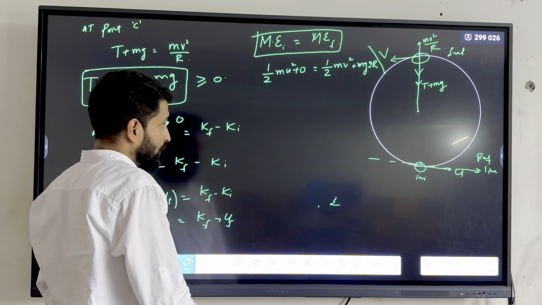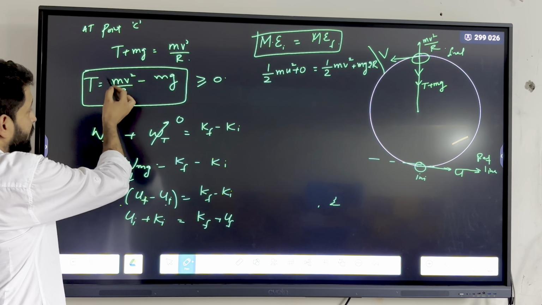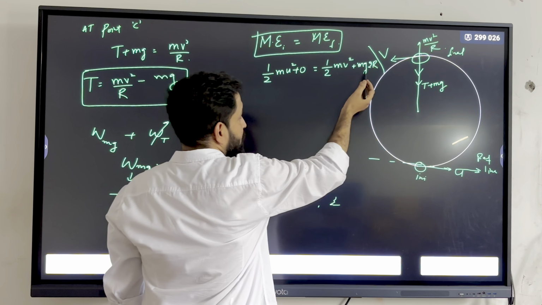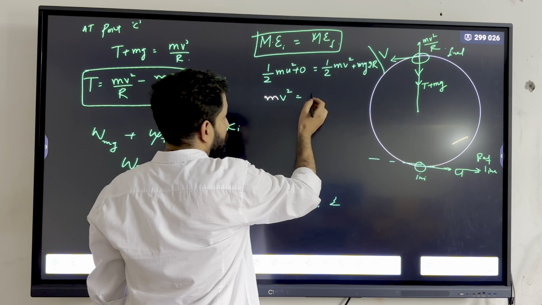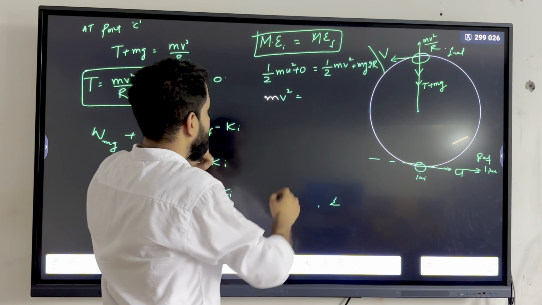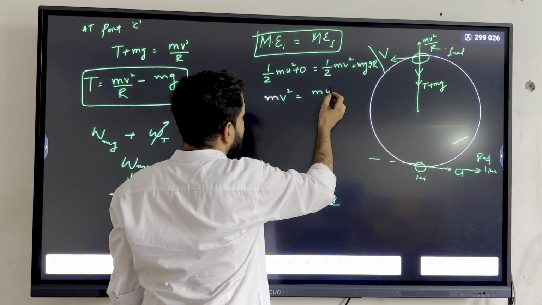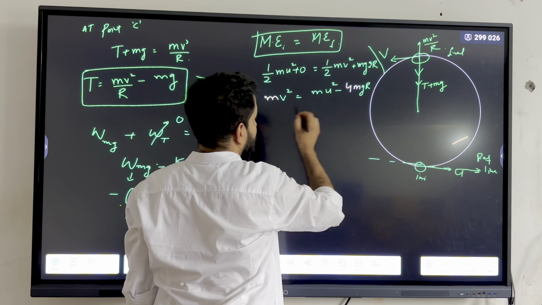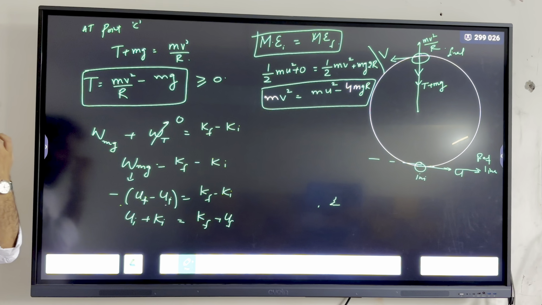Okay, wait. Now here we have to find this v, so from this equation we will get m v square. Multiplying this equation by 2, the terms cancel, so m v square will be equal to m u square minus 4 m g r. This is your m v square.